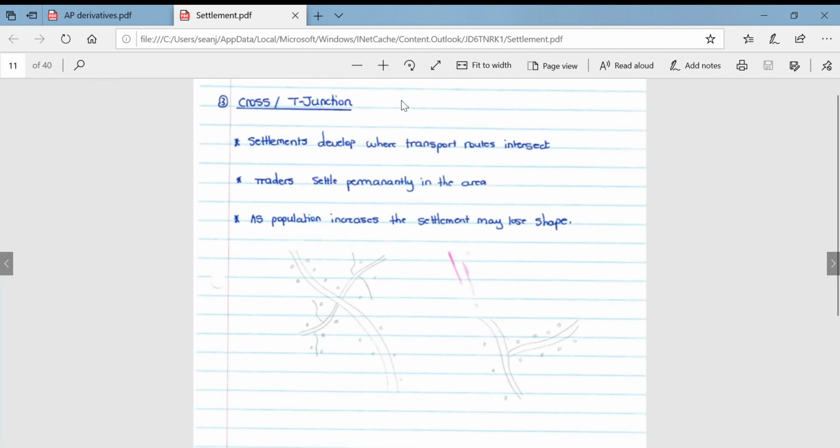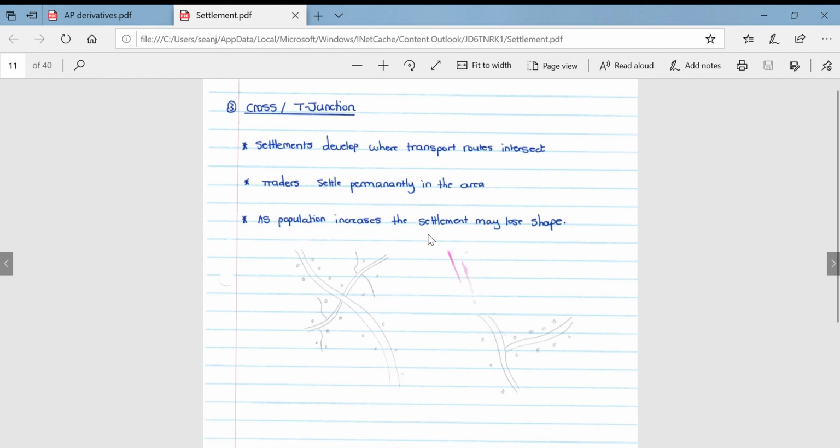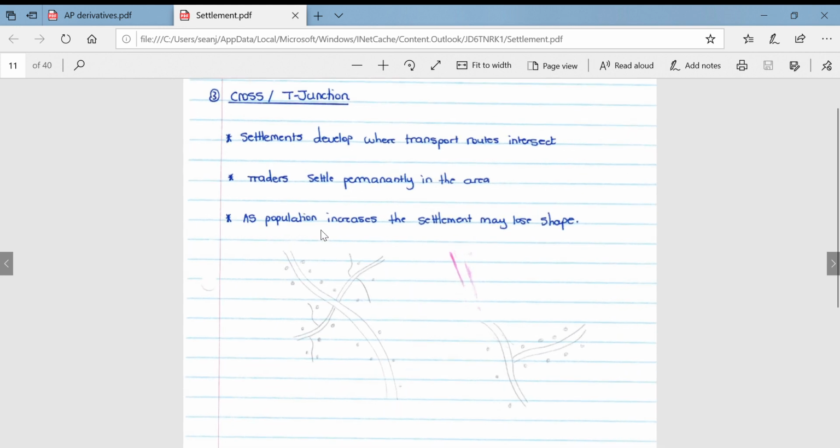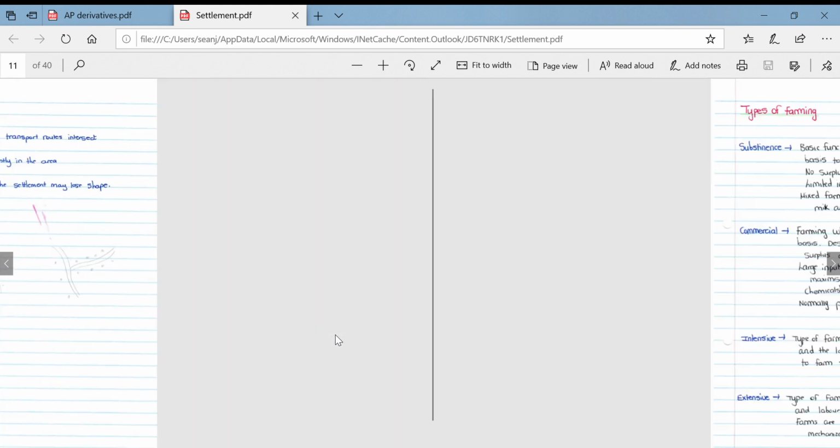Then we look at cross or T-junction settlements. Here are the diagrams showing these settlements. Settlements develop where transport routes intersect to attract the largest possible target market and audience. Traders settle permanently in the area. As the population increases, the settlement may lose its shape, obviously expanding more into the outer parts.